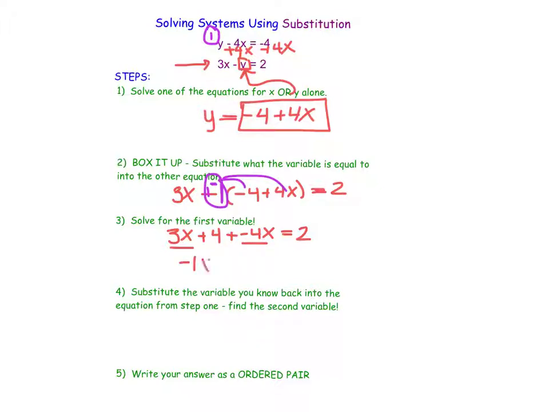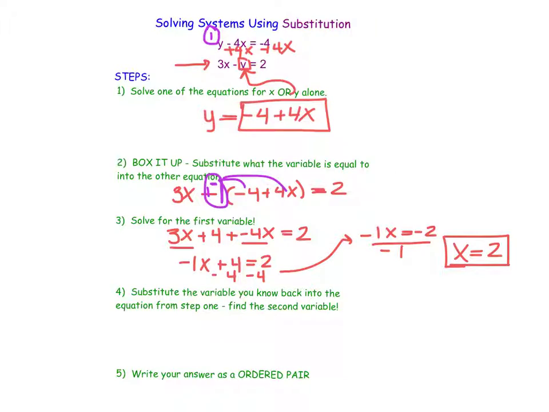So I have -1x plus 4 is equal to 2. Subtract 4 on each side, and I end up with -1x is equal to -2. Divide both sides by -1, and I find that the x-coordinate in the point of intersection for these two lines is x is equal to 2.